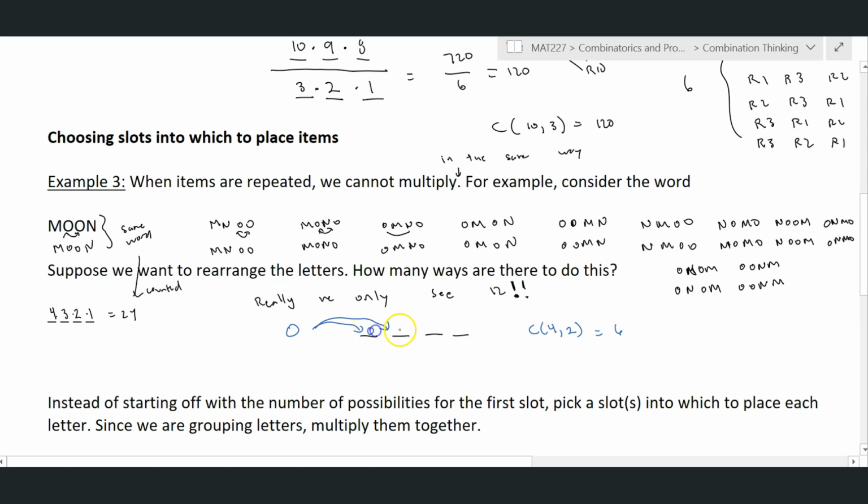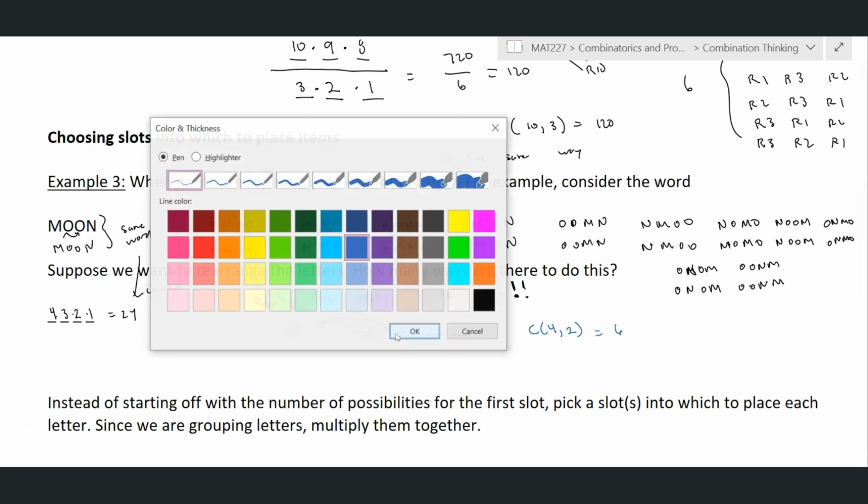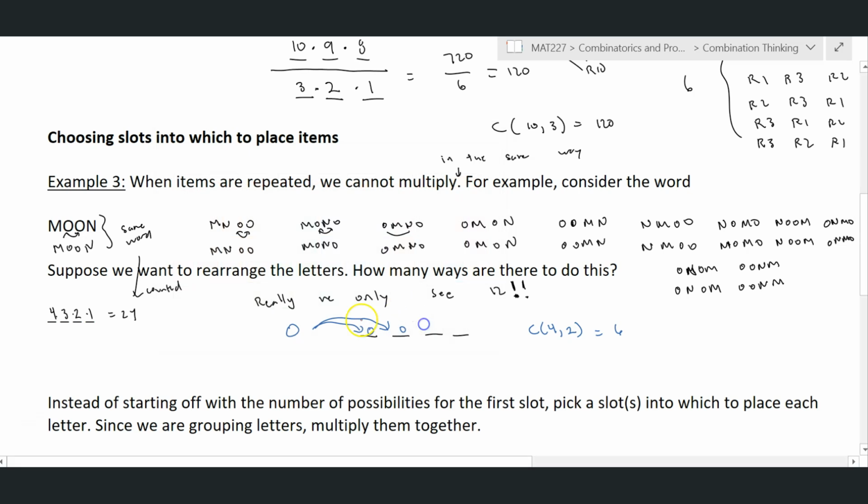So imagine that the O goes here and the O goes here. So the next thing we need to do is we have 2 letters left, and we need to pick a slot for each of those letters. So let's just go with the M and say, all right, how many ways could I pick a slot in order to put an M into it? Well, clearly the M could go here or it could go here. So from the remaining 2 slots, pick one of them and place the M in there. So there's 2 ways to do that.